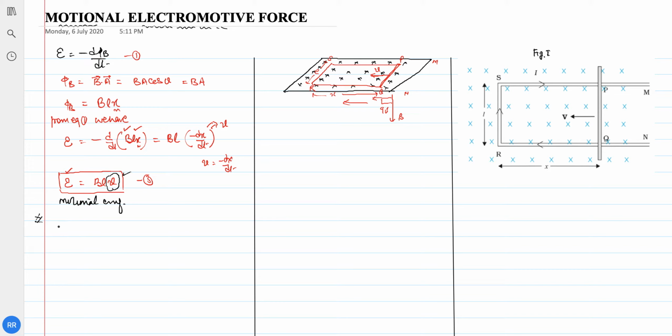So using vector algebra, देखिए आप ऐसा लिखेंगे, the force on the charge of conductor PQ of length L is... फोर्स का फार्मूला क्या होता है? This is equal to Q into V cross B.